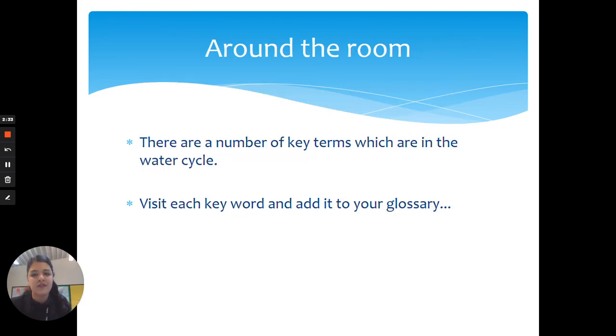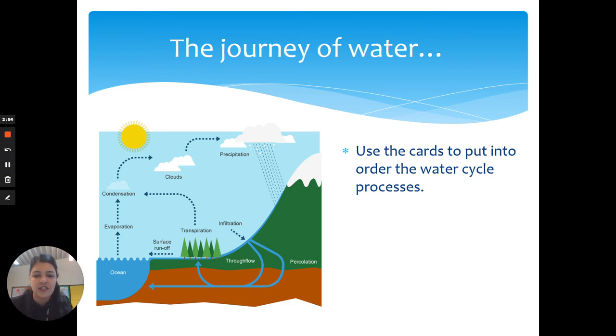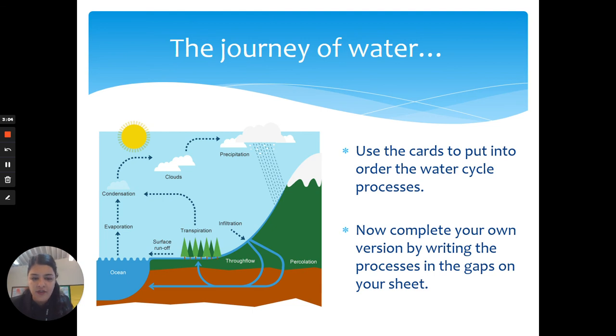So around the room, there should be a number of key terms which are in the water cycle. So can you visit each key term and add it to your glossary? Okay, so the journey of water. Now you've learnt these words, you've got a series of cards, and can you put them in order to show the water cycle processes? So where do we start to where do we end up? And on your worksheets, you should have your own version by writing the processes in the gaps on your worksheet.